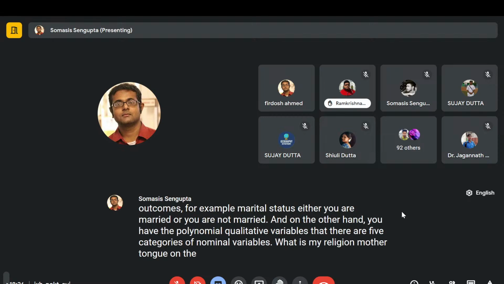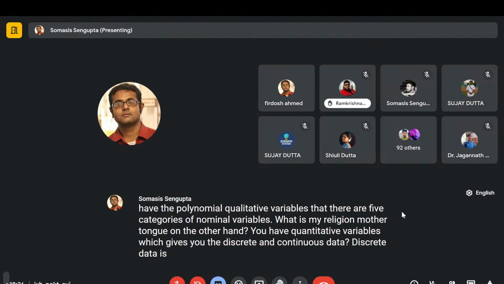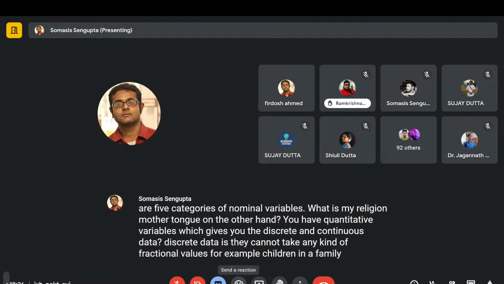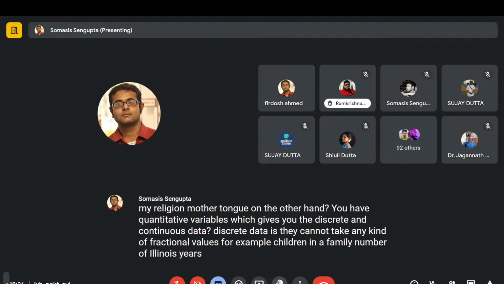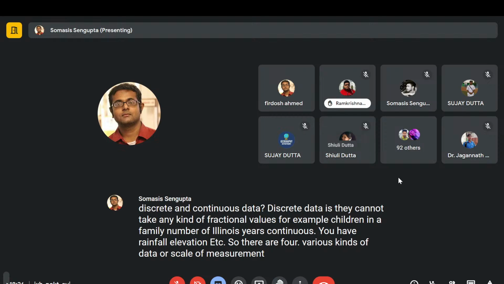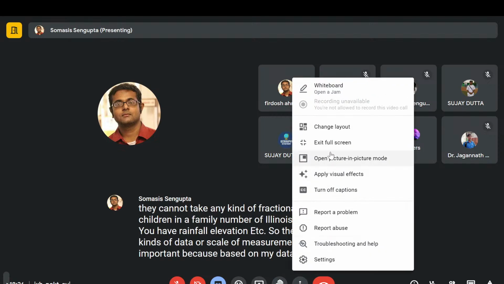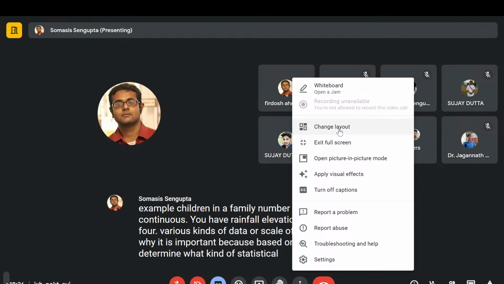On the other hand, you have quantitative variables, which give you discrete and continuous data. Discrete data cannot take any kind of fractional values, for example, children in a family, number of El Nino years. Continuous data include rainfall, elevation, etc. So there are four various kinds of data or scales of measurement. Now, why is it important? Because based on my data set, it will determine what kind of statistical technique I will use.